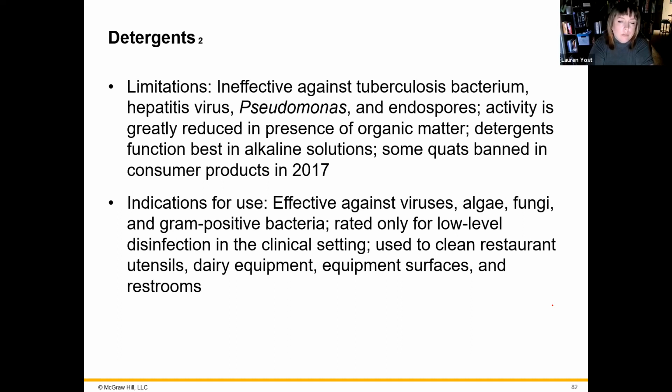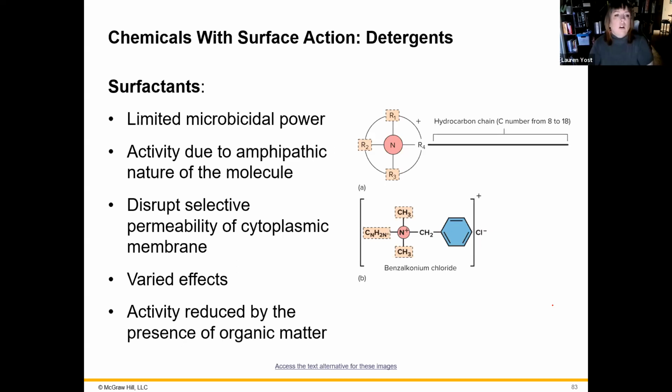It's ineffective against certain organisms, so certain bacteria, certain viruses, and its function will be greatly decreased in the presence of organic matter. Certain quats of the quaternary ammonia compounds we can no longer use at consumer level, but they can use it in hospital settings. All right, so these are effective against viruses, algae, fungi, and gram-positive bacteria. They're rated for low-level disinfection, cleaning utensils, and things like this, what people use detergents for. I think you were aware of this.